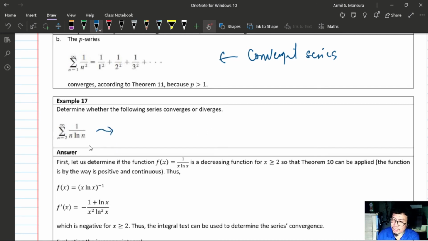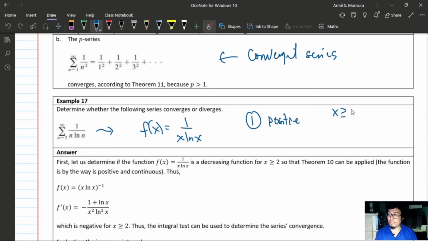Now, since this is a series that looks like not a P series, we turn to the integral test. So we start off by writing this as f of x equals 1 over x ln of x. Now, let's determine whether this function is positive, again, for x greater than or equal to 2.